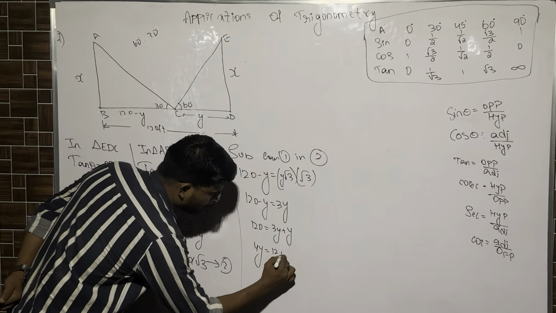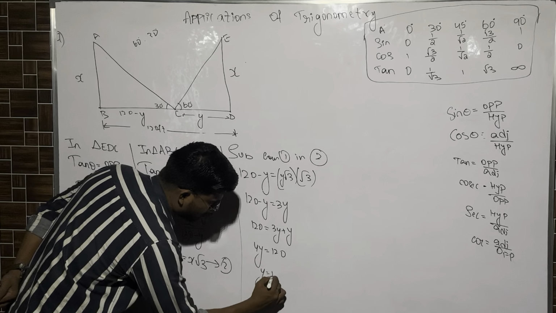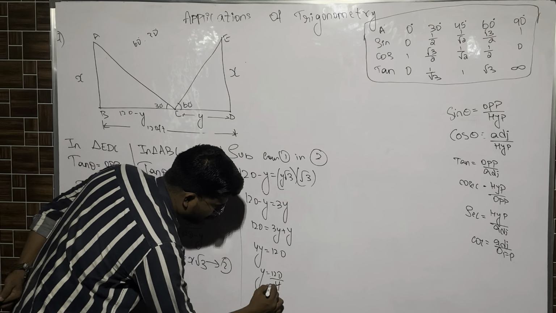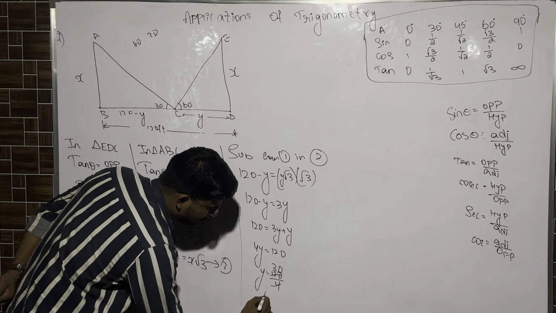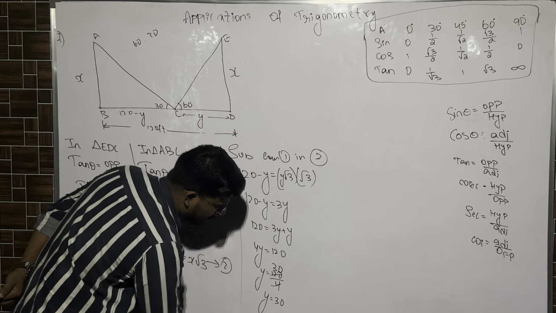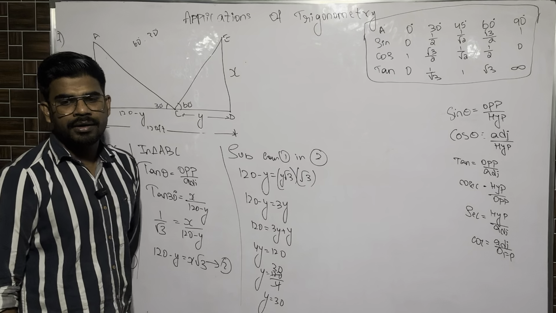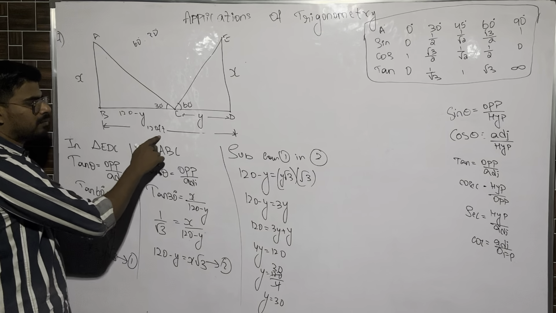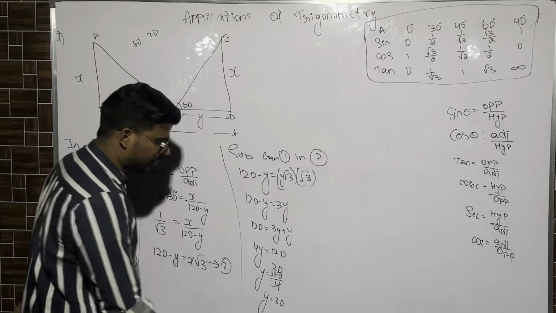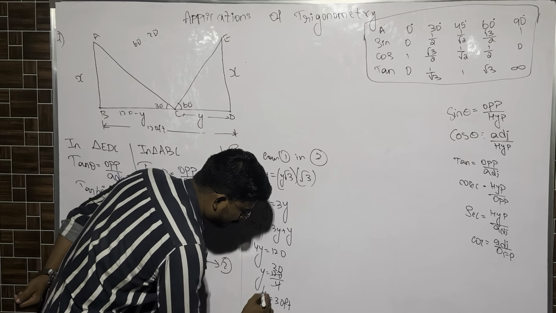4y is equal to 120. Y is equal to 120 by 4. 4 ones are 4, 4 threes are 12. Y is equal to 30. What is the unit given here? Feet. So y is 30 feet.